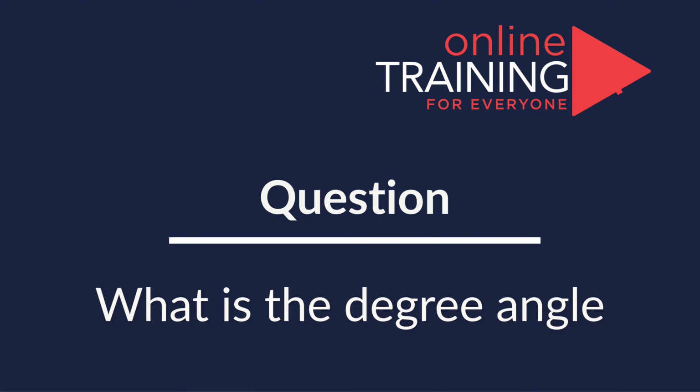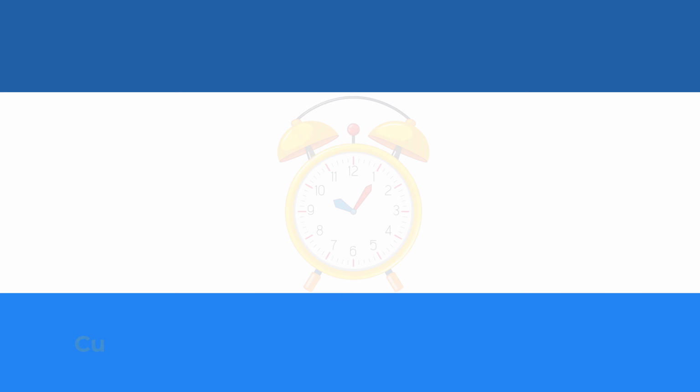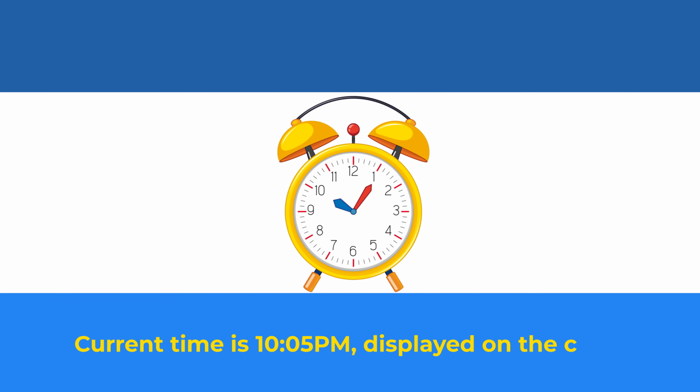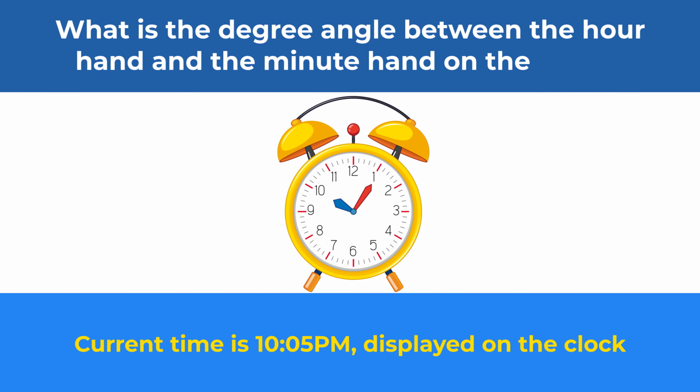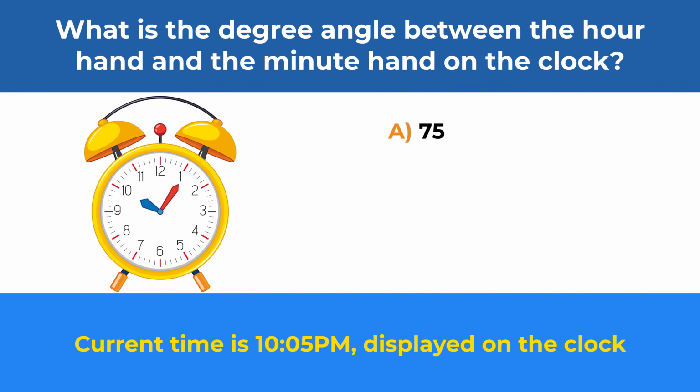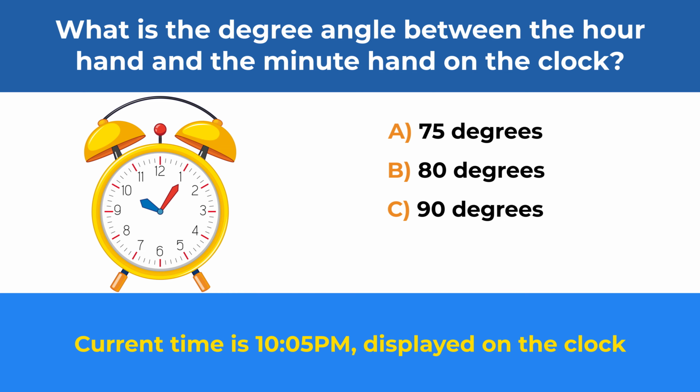Here's the frequently used question on the test, which may not be as simple as it looks. Current time on the clock is 10:05 p.m. What is the degree angle between the hour hand and the minute hand on the clock? You have 4 different choices. Choice A, 75 degrees. Choice B, 80 degrees. Choice C, 90 degrees. And choice D, 100 degrees. Do you see the answer?